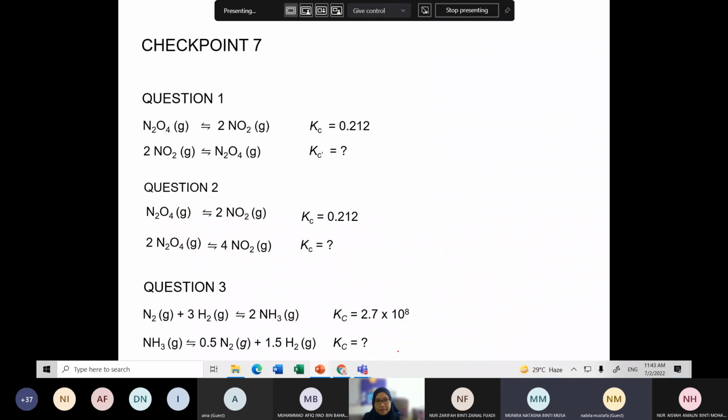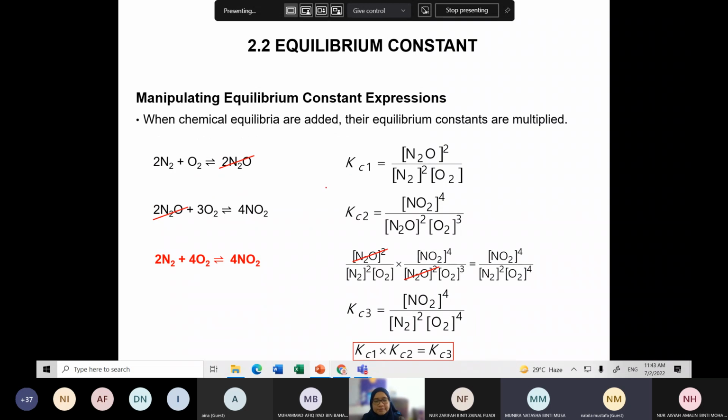Okay, alright. Last but not least will be this one. When chemical equilibria are added, their equilibrium constants are multiplied. Okay, this is complex sikit. Dia taklah kompleks mana. It's because it involves more than 2 reactions. Okay, alright. So this is the first reaction. This is the second reaction. The first reaction, second reaction, and what we want is the third reaction. Ini macam Hess law.